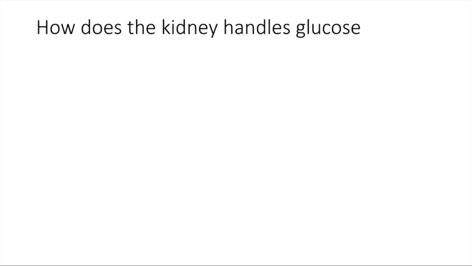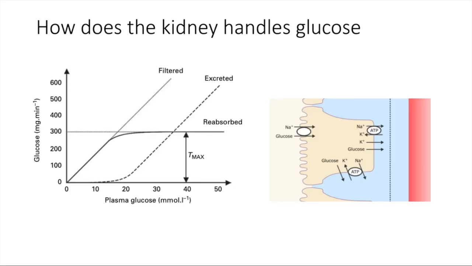So next question, how does the kidney handle glucose? Again, a diagram can help to explain. Nearly all glucose that is filtered will be reabsorbed, and this occurs almost entirely in the proximal tubule. At normal plasma concentrations, the amount filtered is directly proportional to the plasma concentration.